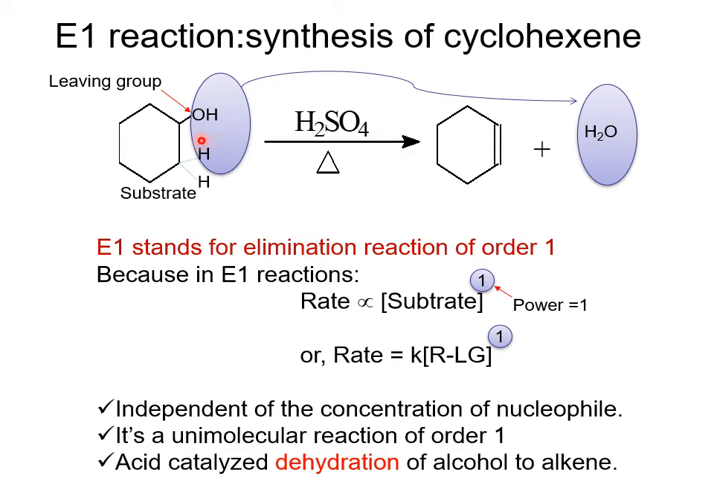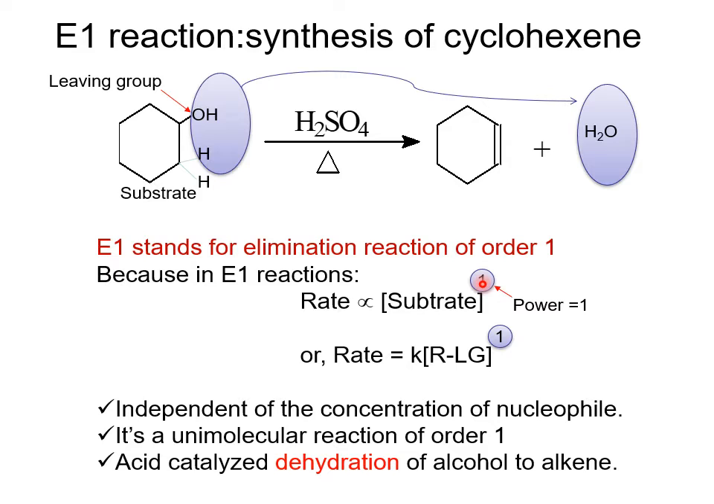You have here your leaving group, which is this OH and H. You'll notice that this is H2O, right? And it goes over here, and here's your product. E1 stands for elimination reaction of one order. So that means that the rate of the reaction is proportional to the concentration of the substrate only. This is to the power of 1.